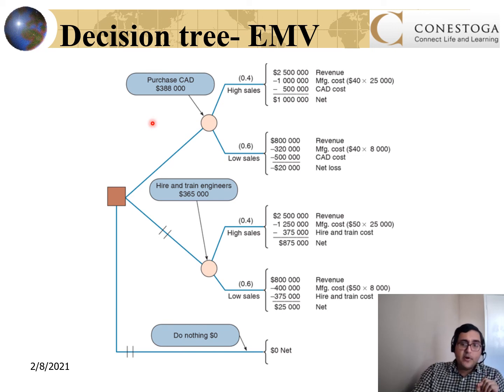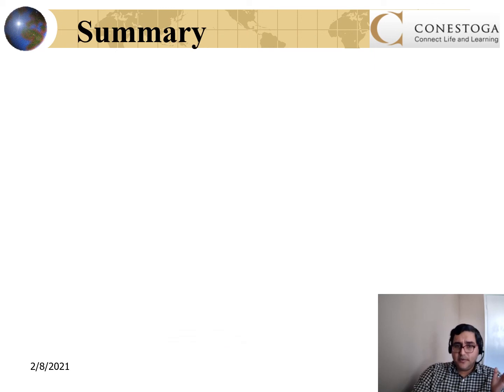So this is very important in a decision tree. What you're seeing here is called a decision tree, which helps you select the right decision that your company should proceed with. With this, we are finishing this particular chapter.